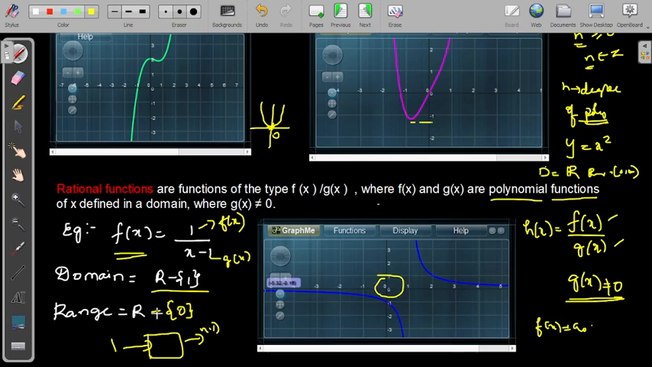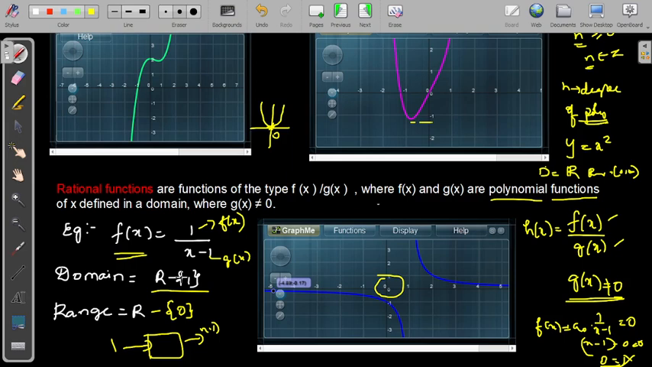So range of this function is all possible real numbers except 0 because if 1 by x minus 1 is equal to 0, then 1 equals x minus 1 into 0, it becomes 0 equal to 1, which is meaningless. Hence you can never get 0 as the output for any possible input value. Hence range equals R minus set containing 0 and domain equals R minus set containing 1. This is about the rational function. You can define any other rational function like f of x equal to 1 by x or 2x plus 3 divided by 4x minus 2.